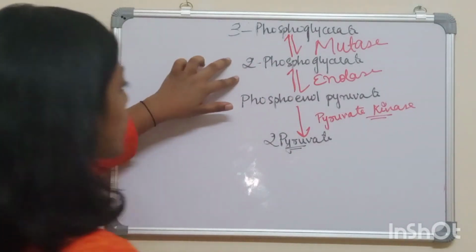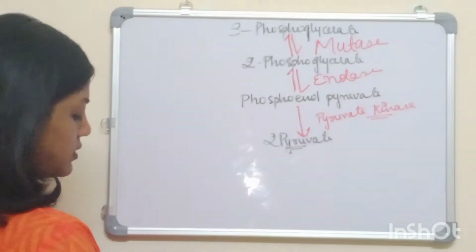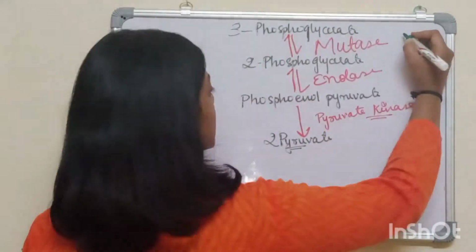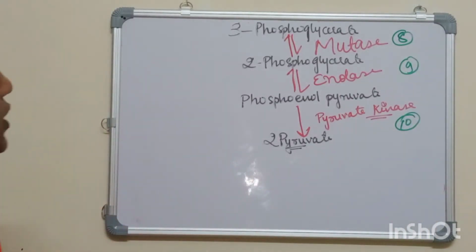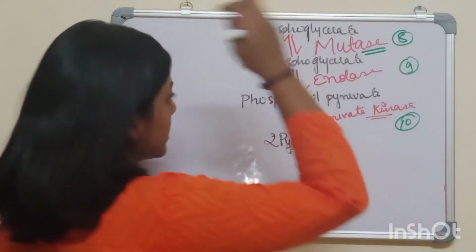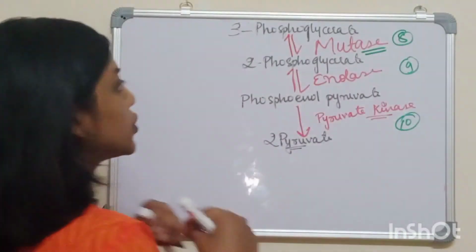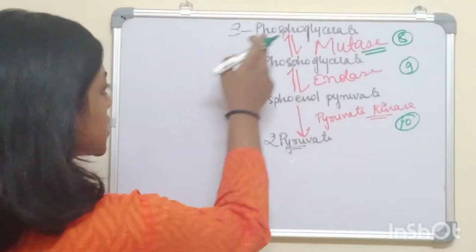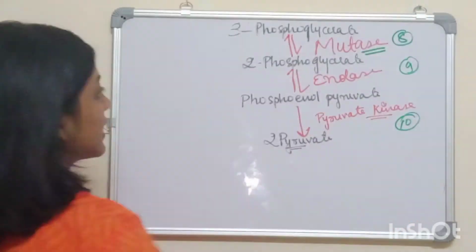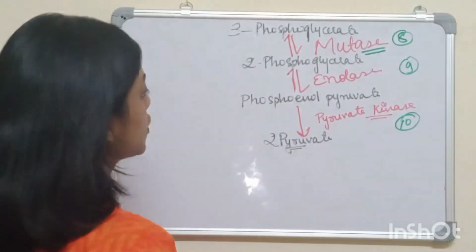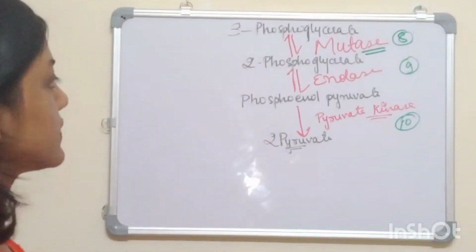3-phosphoglycerate is converted to 2-phosphoglycerate. It is catalyzed by the enzyme mutase. This is the 8th step, this is the 9th step, and it is the 10th or the last step. Mutases are the enzymes that remove the phosphate group from one position and add the phosphate group to another position. Earlier the phosphate group was present at the 3rd position, but mutase attaches the phosphate group to the 2nd position. So it just changes the position of the phosphate group.